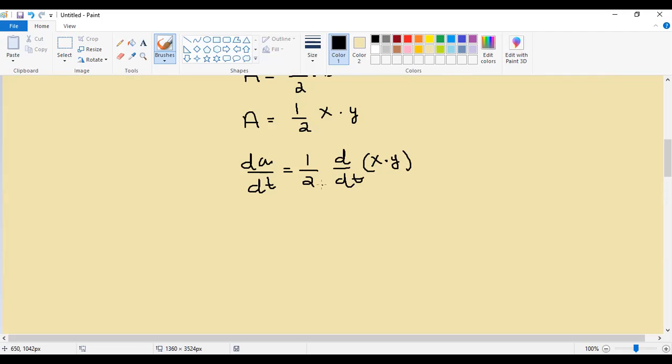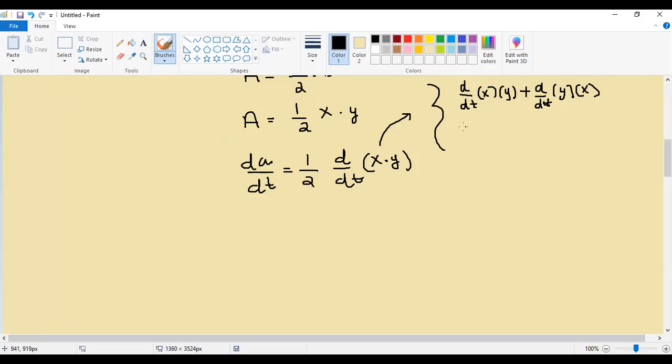And so this would warrant, in some sense, the product rule here. So going off to the side to actually do the derivative of x times y, using the product rule, we would do the derivative of x, multiply that by y, and then of course add that to the derivative of y, and actually multiply that by x.